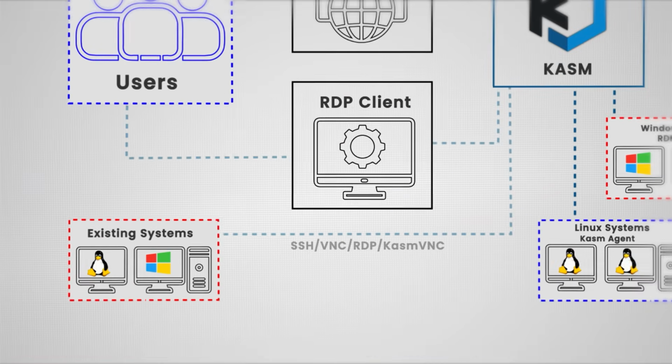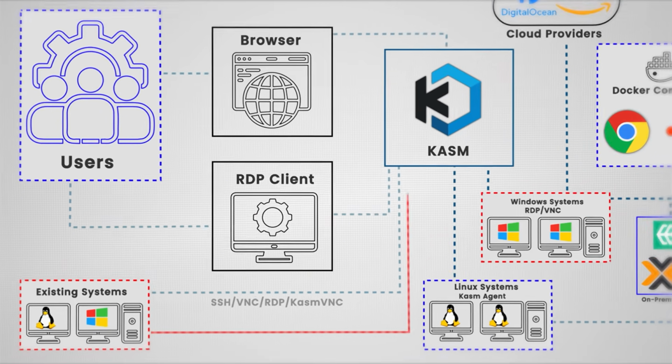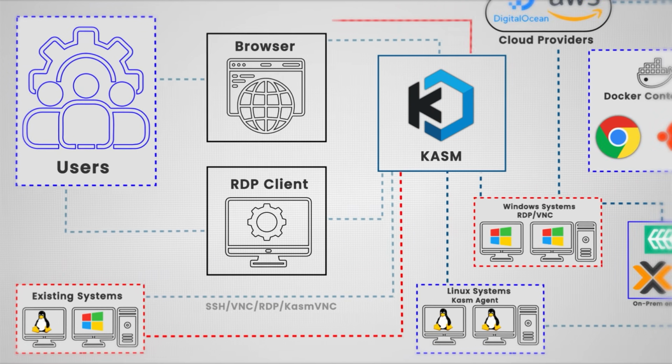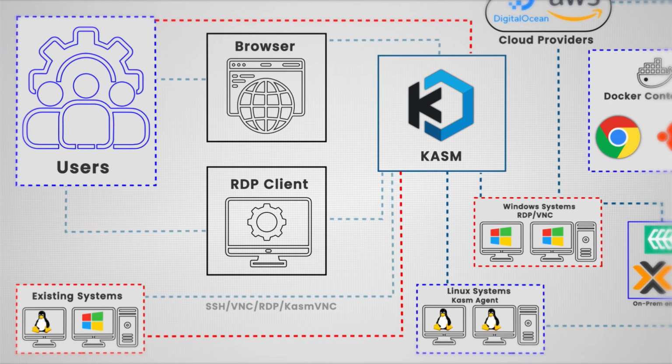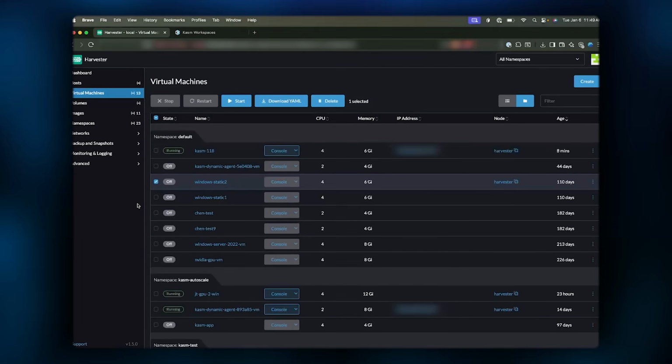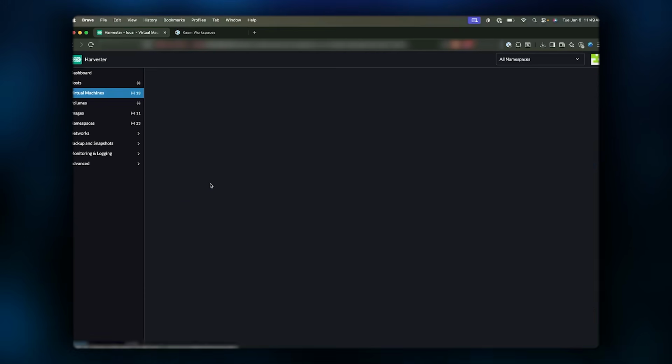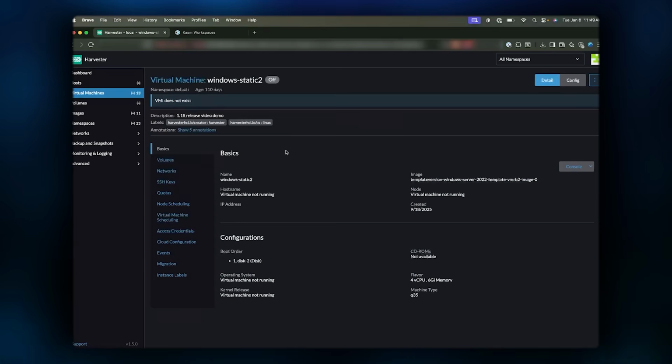Let's start by seeing how to connect an existing Windows VM to Kasm so that Kasm can deliver Windows sessions to users. In this lab, I already have a standalone Windows VM running in Harvester. This VM is not created by Kasm. It's just a regular Windows virtual machine that already exists on my Harvester environment. This is a very common scenario, especially for users who are looking to deliver traditional Windows VDI style workloads.